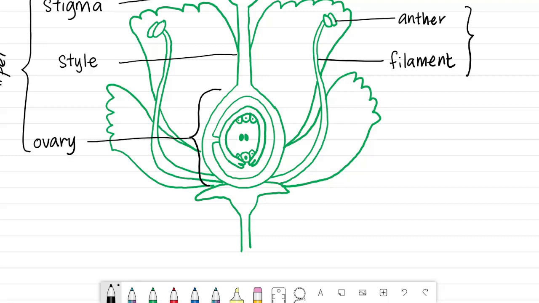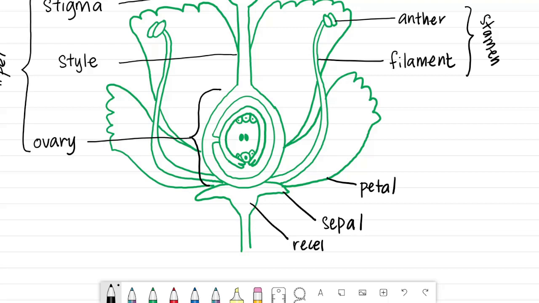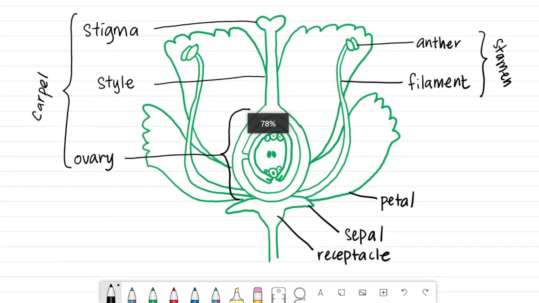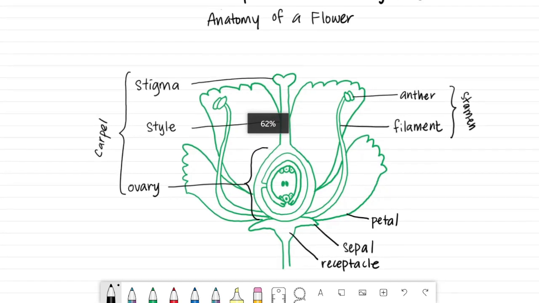The anther and the filament will make up the male organs of the flower called the stamen. Let us also label the other parts of this flower, although they do not produce any gametes. This is the petal, the sepal, and the receptacle. And there you go. Just another tidbit of information.